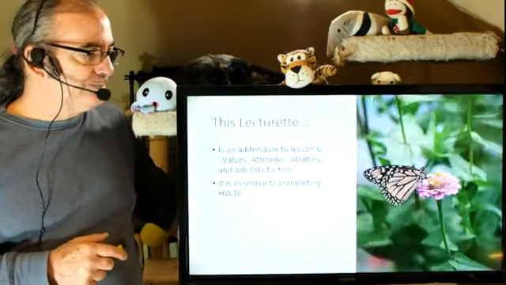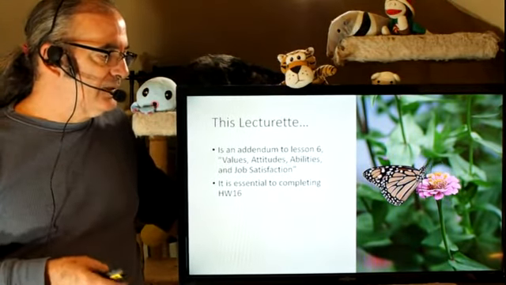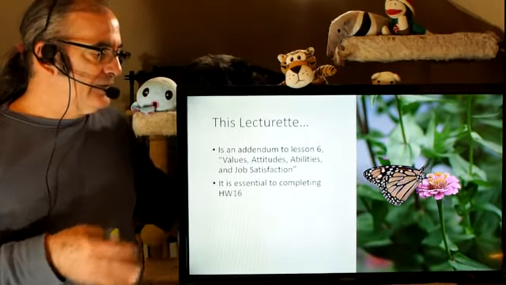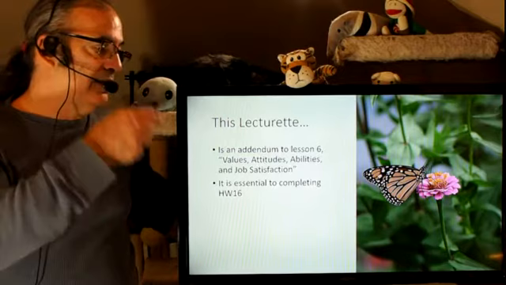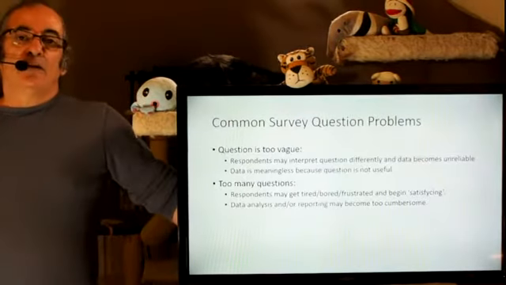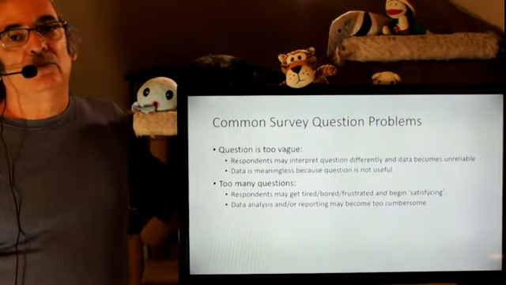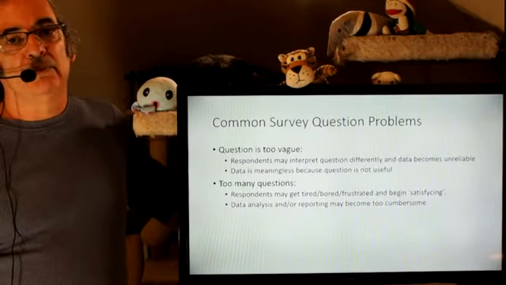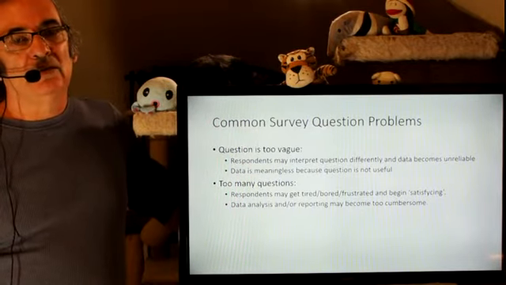So there they are. So this lecture is an addendum to Lesson 6, Values, Attitudes, Abilities, Job Satisfaction. It's going to be essential to completing homework 16. Sorry, I think I said 17 earlier. It's 16. So there you go. Let's talk about some common survey question problems. We've all probably had to take employee satisfaction surveys, and this is in part what this is about. But there are a lot of other surveys.